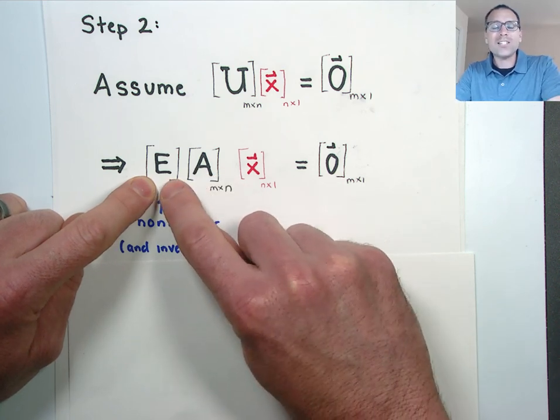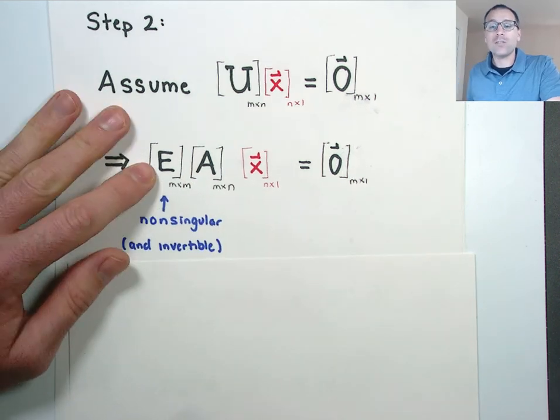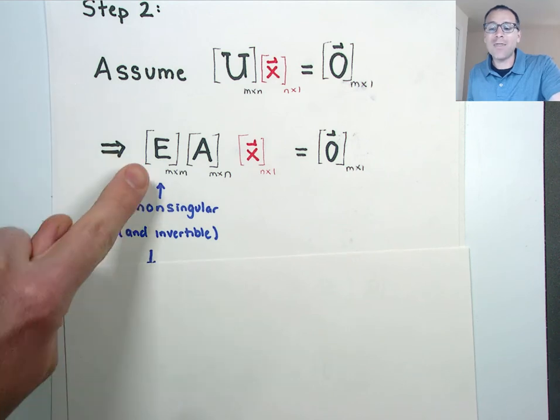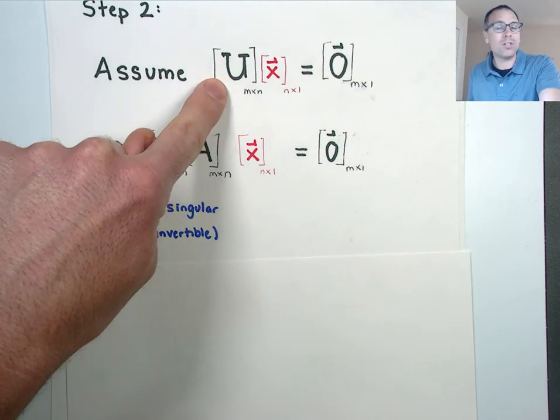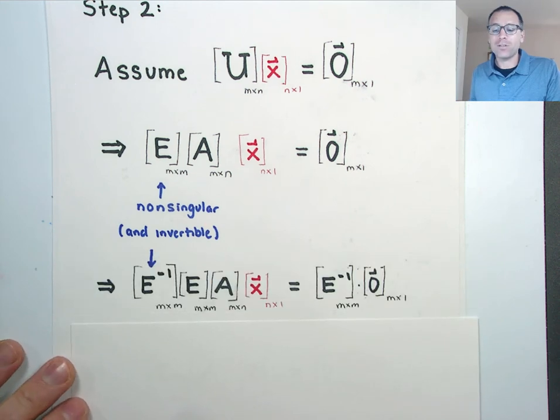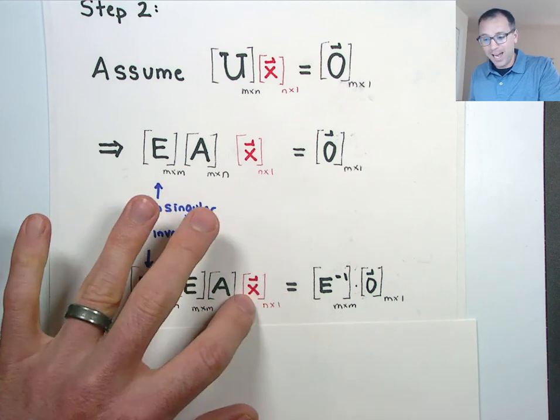The moment we know that's non-singular, we also know it's invertible. If we know it's invertible, we know an inverse exists. Let's call it E inverse, which means we could take that matrix equation that we've assumed to be true and multiply on the left by that inverse. So now I have E inverse times E times A times X.